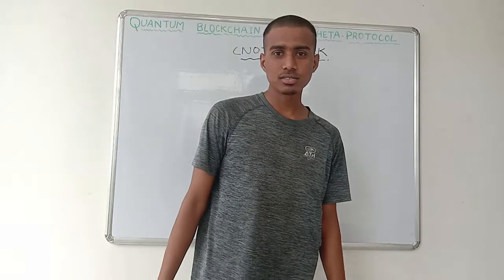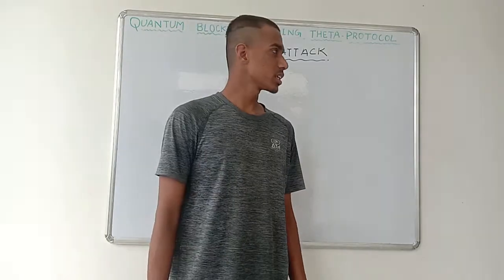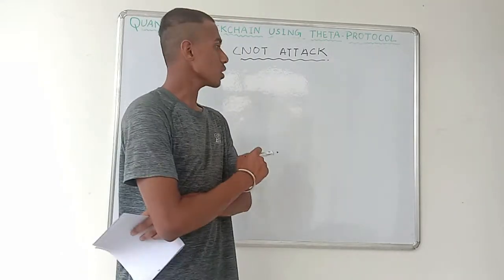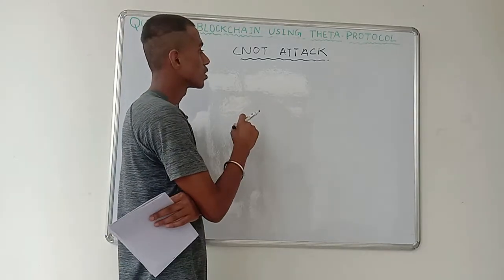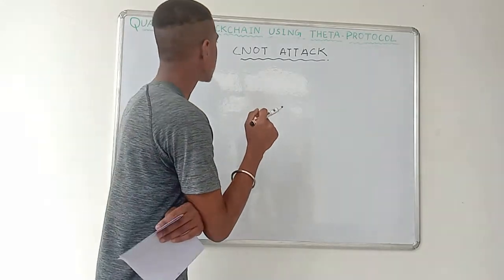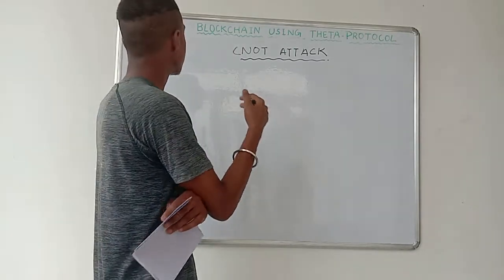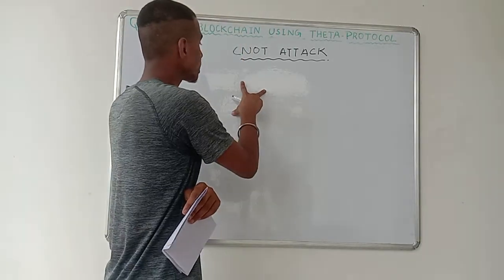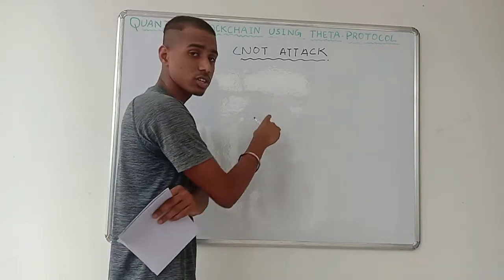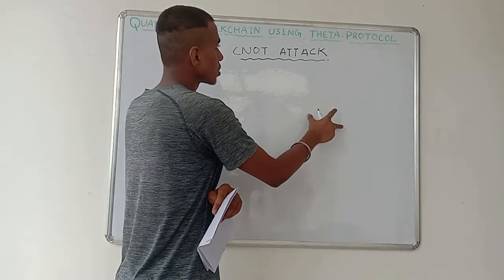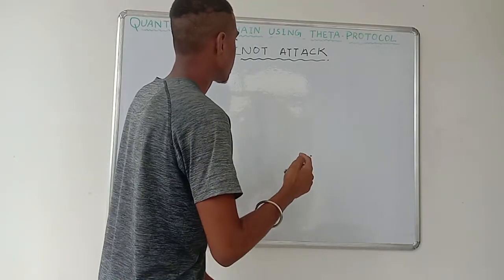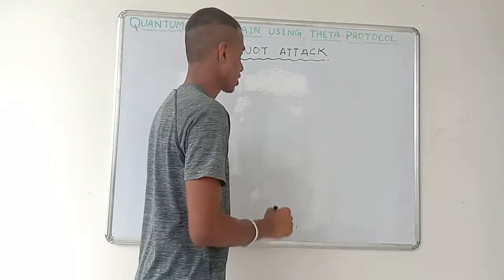Hello everyone. In this video I am going to discuss the CNOT attack. The CNOT attack is the most fundamental attack which can affect a quantum circuit. In our work, we built a quantum blockchain using the Theta protocol. We described how the CNOT attack can affect our quantum blockchain, so let's see how to detect this CNOT attack.